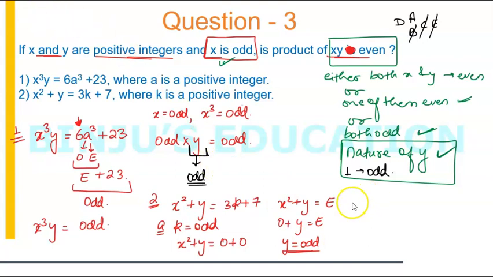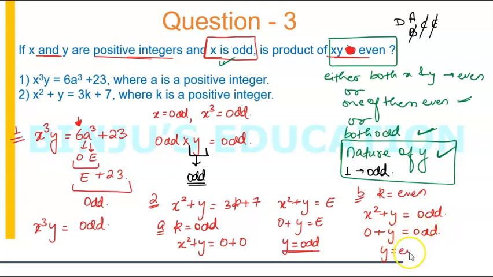Okay, now let's look at the second case. Now I'll take k to be even. If k is even, then 3k will automatically become even. And adding 7 to that will automatically become odd. Because even plus odd is how much? Odd. Which means x square plus y will automatically be odd. Now x square is odd. So odd plus y is equal to odd. And that will only happen when y is even.